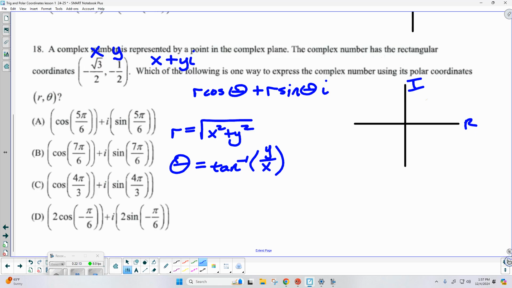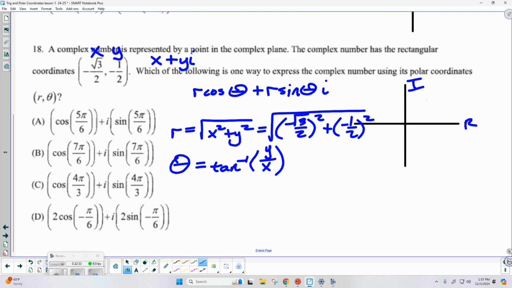All right, so the first thing we need, let's find the radius. So it's just substitution. We are going to have negative root 3 over 2 squared plus negative 1/2 squared. All of this is below the radical.